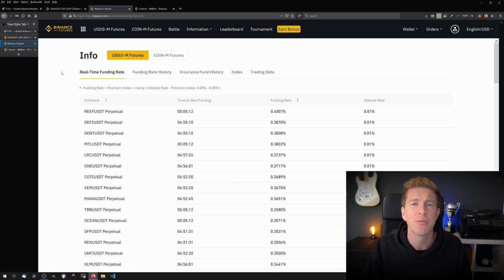The funding rate on some futures contracts has got to astronomical levels. You can see here the Reef US dollar Tether perpetual futures contract has a funding rate of 0.4% every 8 hours. That's 1.2% a day. That's absolutely massive. And it's simply because we're in a bull market and everyone is expecting this asset to go up in value. But we can take advantage of this by short selling the futures contract and then buying the underlying asset on spot markets.